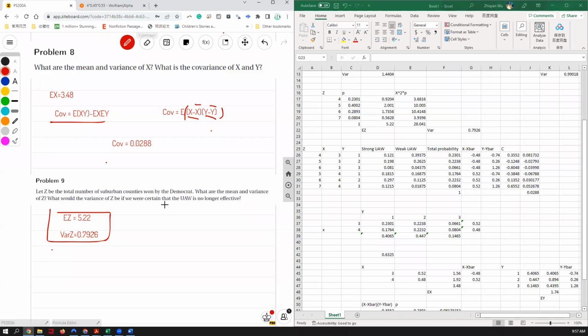All right, so this is without knowing whether UAW is strong or not. But what if we are certain that UAW is no longer strong? Well, all that does is we're no longer using the total probability. Instead, we're going to use the weak probability, which is our D6. So all I need to do is replace these values. This one, instead of using total, now I'm going to use the weak UAW. And then this one, instead of adding up these two, I'm going to add up the weak one.